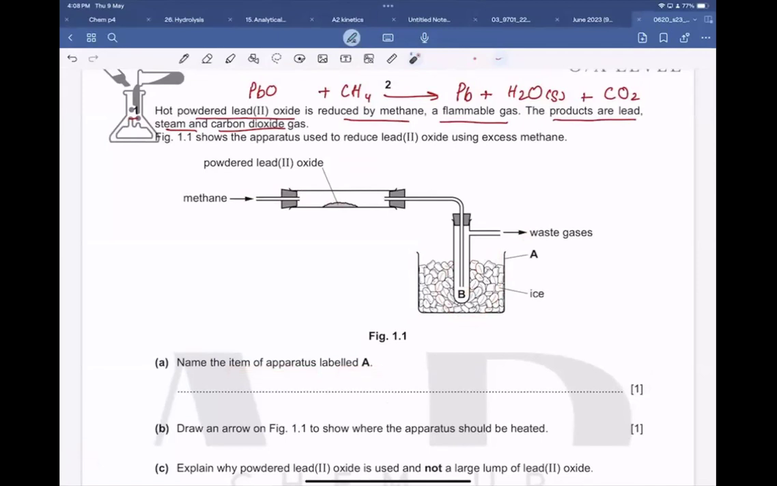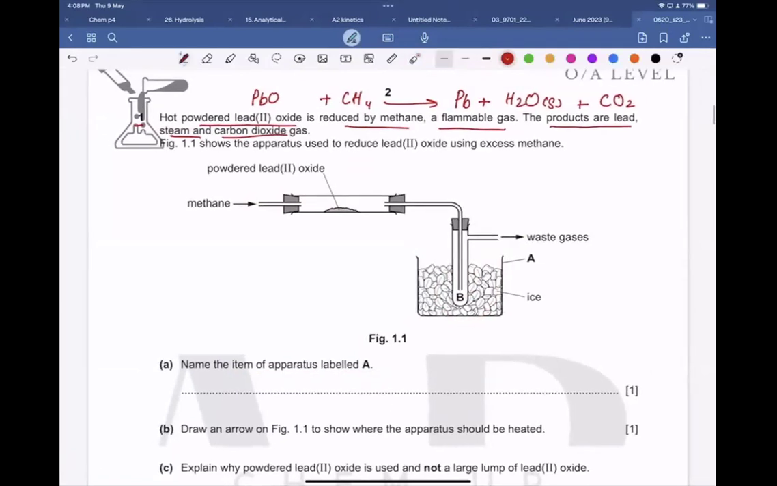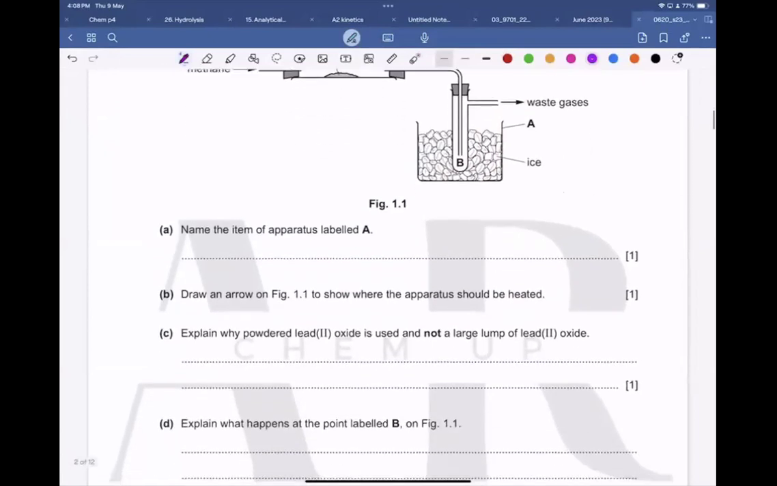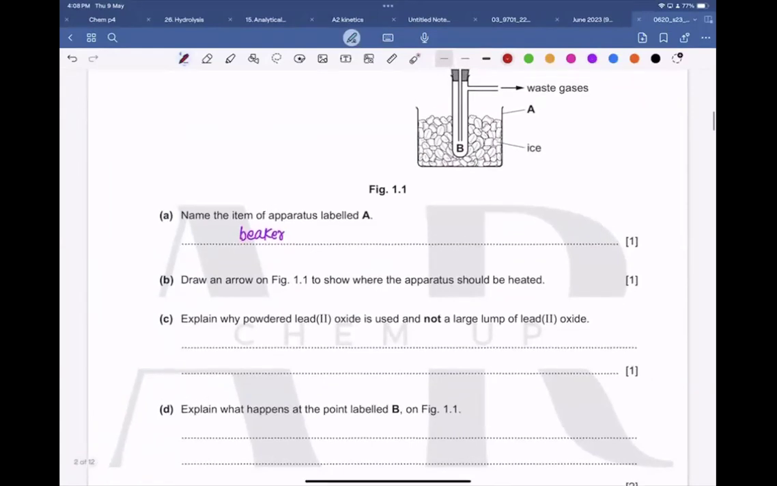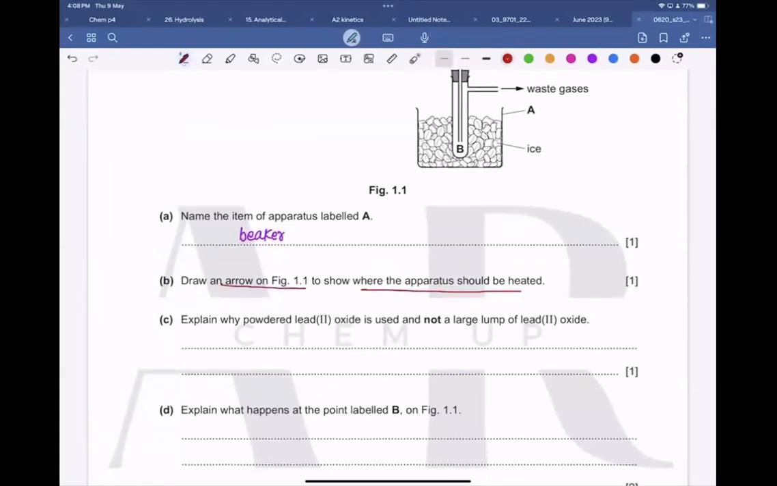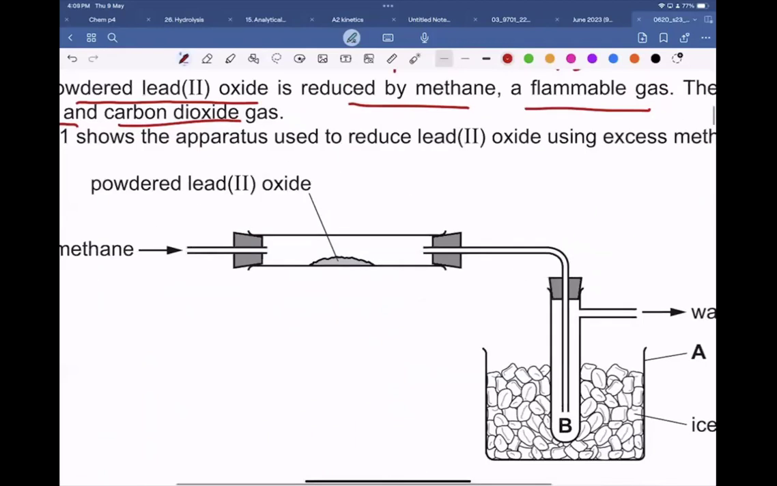So yes, what is A? Yeah, it's a beaker, right? Very good. It's a beaker. Now, draw an arrow on figure 1.1 to show where the apparatus should be heated. So basically here we have a solid. So we have to put the arrow over here because this area must be heated.